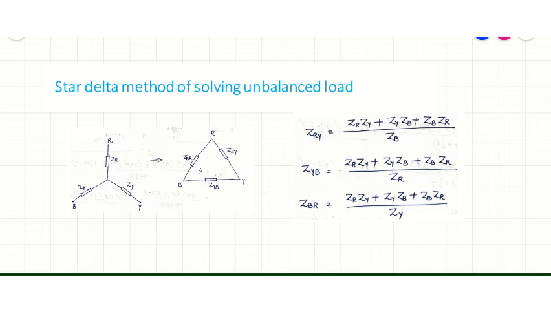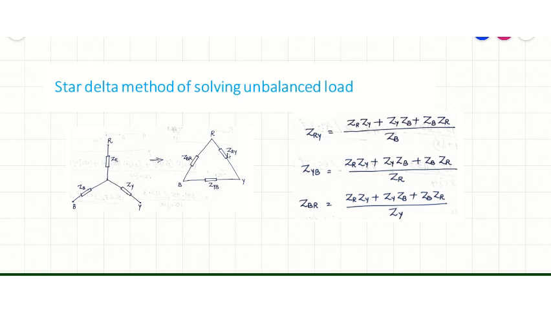We have already discussed how to solve an unbalanced delta-connected system. So here we will first convert the unbalanced three-wire star-connected load to an equivalent delta-connected load. You know about the conversion: ZR, ZY, ZB are the phase impedances of the unbalanced star, which is converted into an equivalent delta.